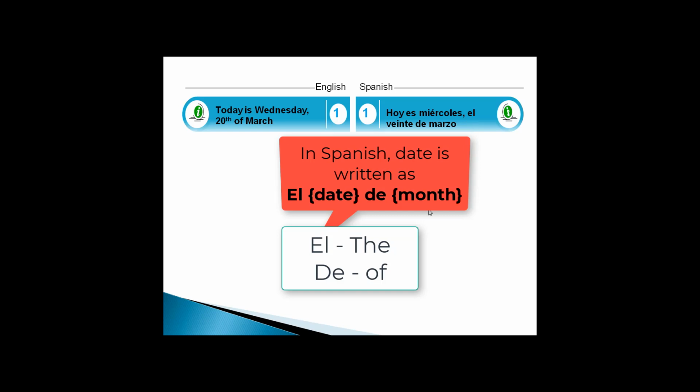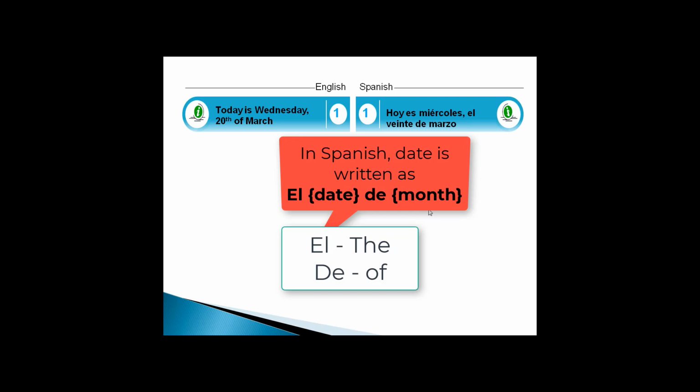So let's say you want to say what? Today is Friday, 5th of June. Hoy es viernes, el 5 de junio. Come on, try with me. You want to say today is 10th of June. Hoy es el 10 de junio.